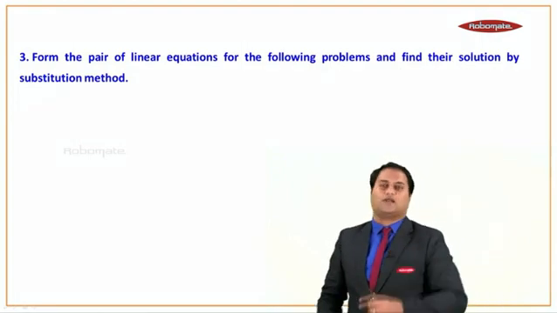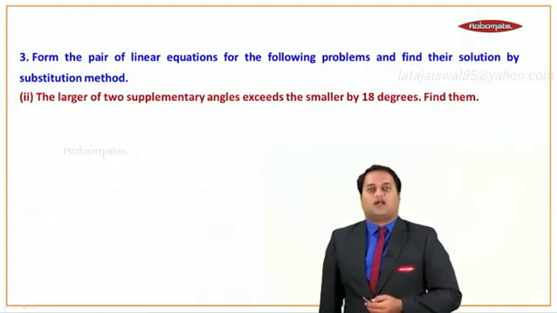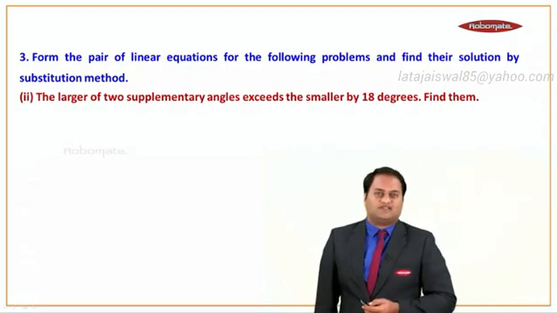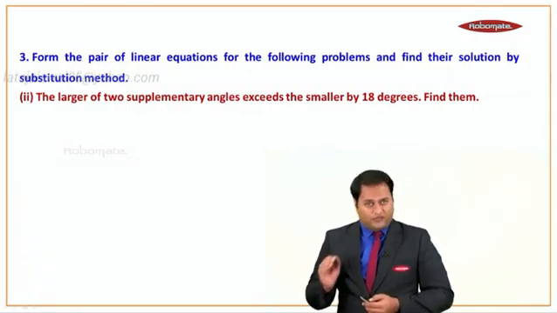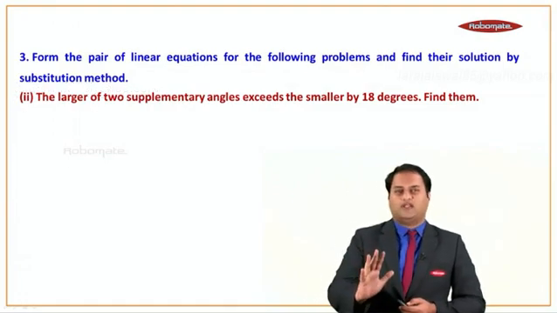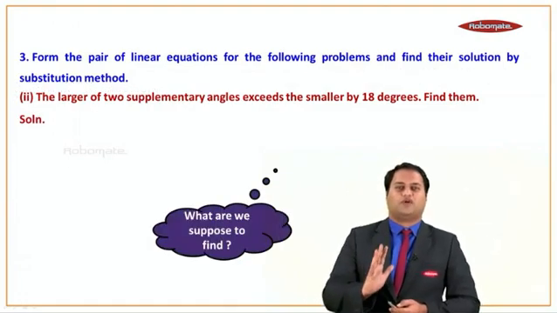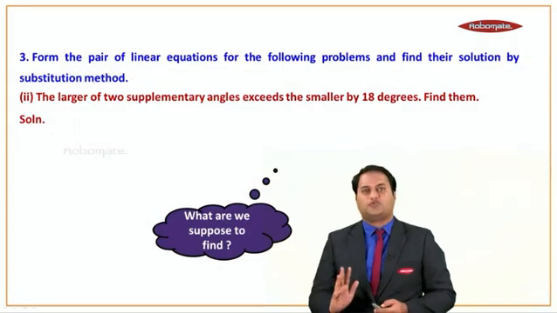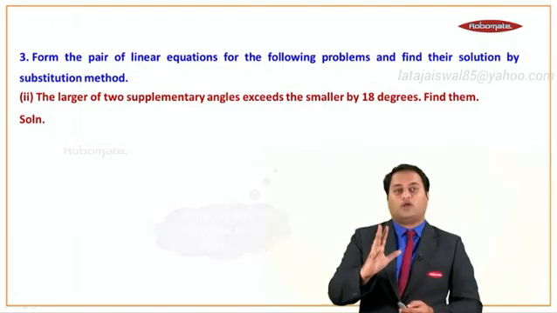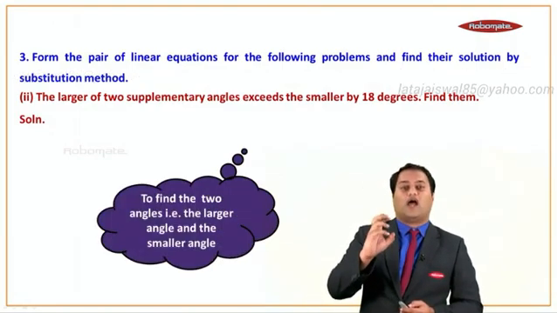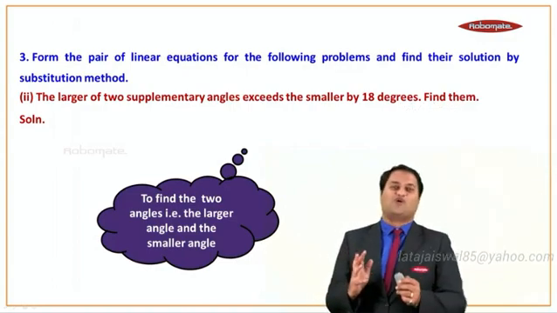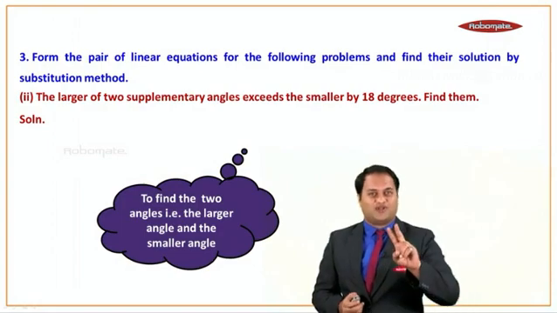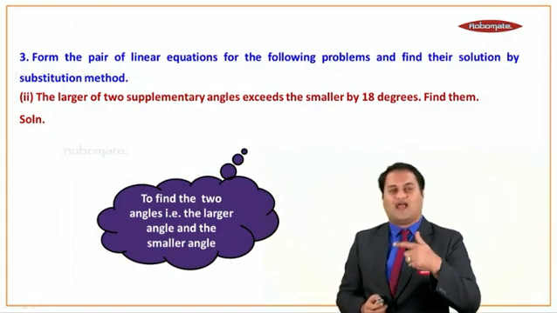Right? Let's start. The second question is: the larger of the two supplementary angles exceeds the smaller by 18 degrees. Find them. Read the sum. Don't try to understand initially. Just see what we are supposed to find. Find them. Find what? We are supposed to find the two angles, where one is the larger angle and the other is the smaller angle. So again there are two unknowns, a larger angle and a smaller angle.